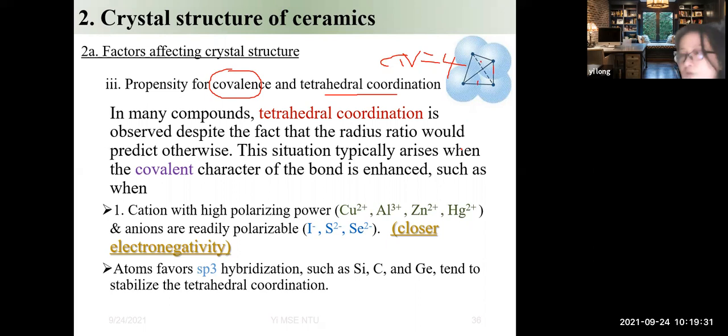4 plane tetrahedral. Okay. So how can we understand this one? We just read through first. I'm going to explain next hour.